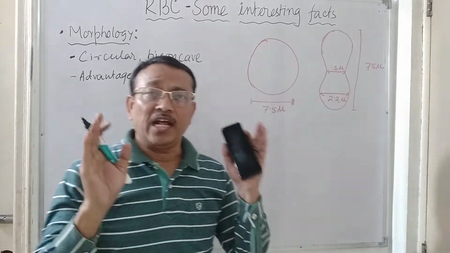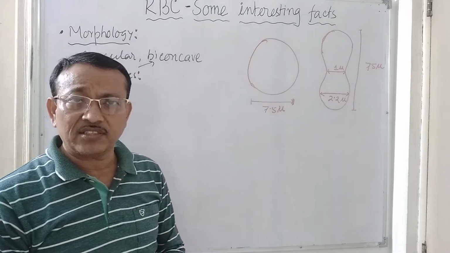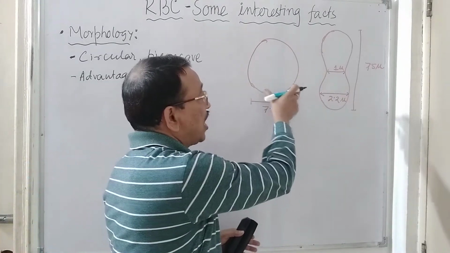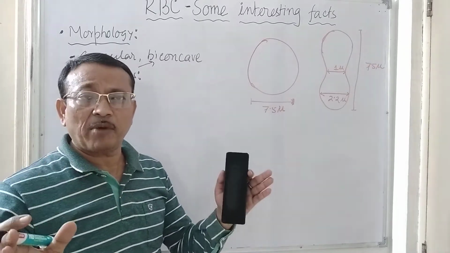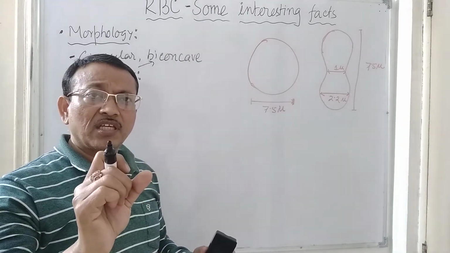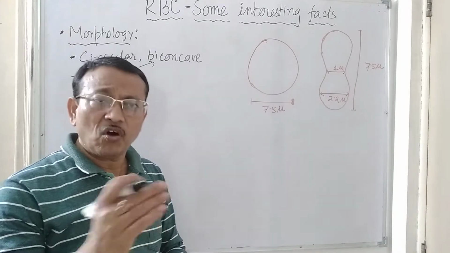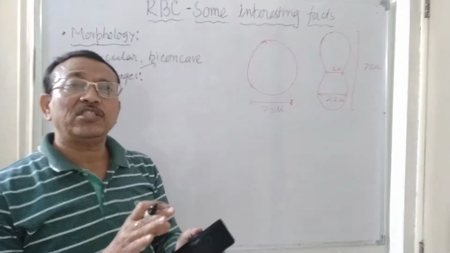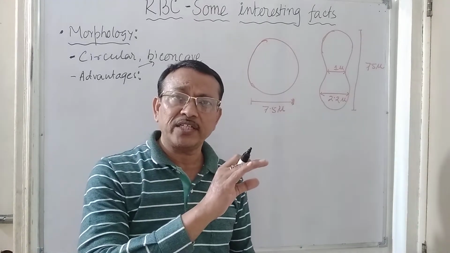And as the RBC has to pass through the narrow blood capillaries, the diameter of which is much less than the diameter of the RBC, that means 7.5 micron, whereas the diameter of the narrow blood capillaries is almost half of this and below half of this. So how will the RBC carry the oxygen to those tissues through those narrow blood capillaries?